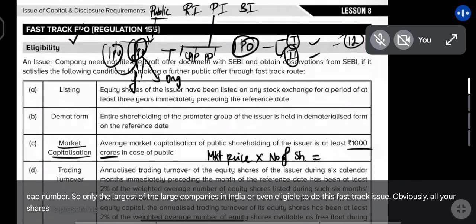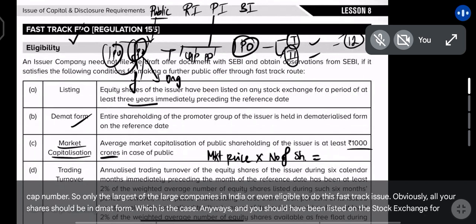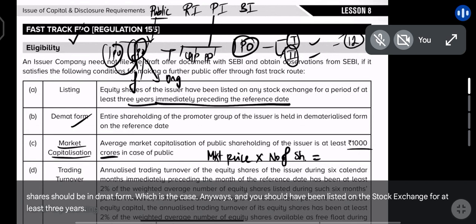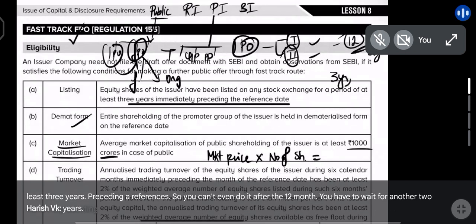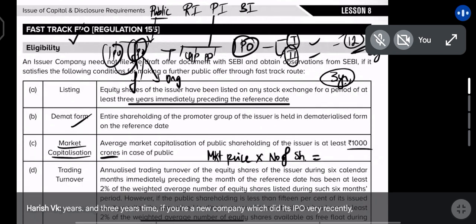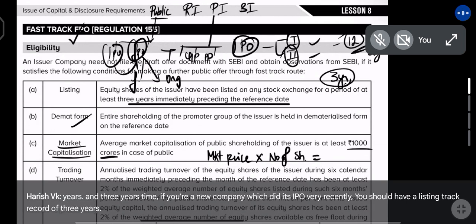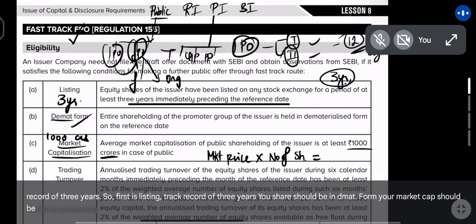Obviously, all your shares should be in demat form, which is the case anyways. And you should have been listed on the stock exchange for at least 3 years preceding your FPO. So you can't even do it after the 12 months. You have to wait for another 2 years. And 3 years time, if you're a new company which did its IPO very recently, you should have a listing track record of 3 years. So first is listing track record of 3 years. Your shares should be in demat form. Your market cap should be 1,000 crores.